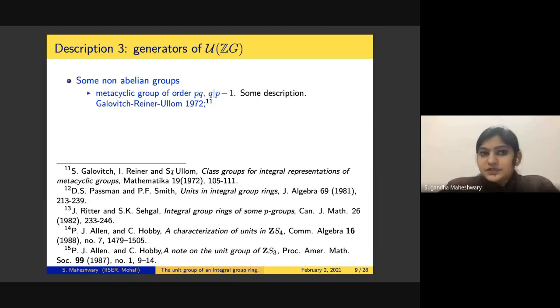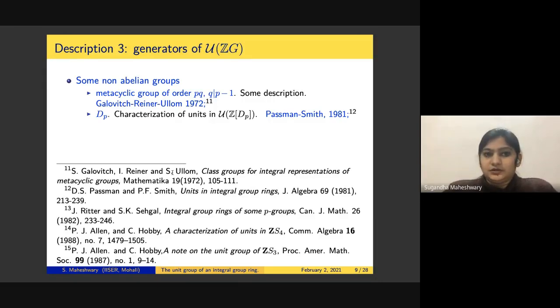Then here are some results which you can see for non-abelian groups, for metacyclic groups of order PQ. There has been some description. It's an old paper, so the description is not very explicit, but there is something which is known about metacyclic groups. For the case of D_P, dihedral group of order P, the characterization of units in this is known to us.